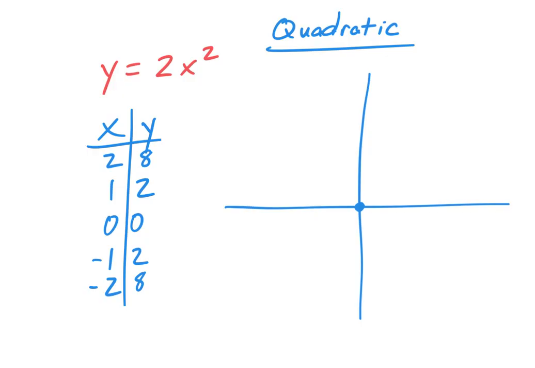And so just real quickly here, 1, 2, negative 1, 2. Right 1 up 2, left 1 up 2. Okay? 2, 8.